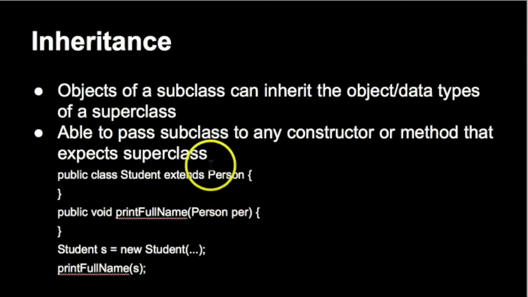And what we're going to do here is we're going to create a student object with just student s is equal to new student. And the dots in the parentheses just means whatever parameters are expected within our constructor call. And then we can call this print full name method, but instead of passing a person object, we can pass a student object, which is s. And why we can do that is because we are inheriting all the information from the person class into that student class. So that student class basically becomes a person object or can act as one.